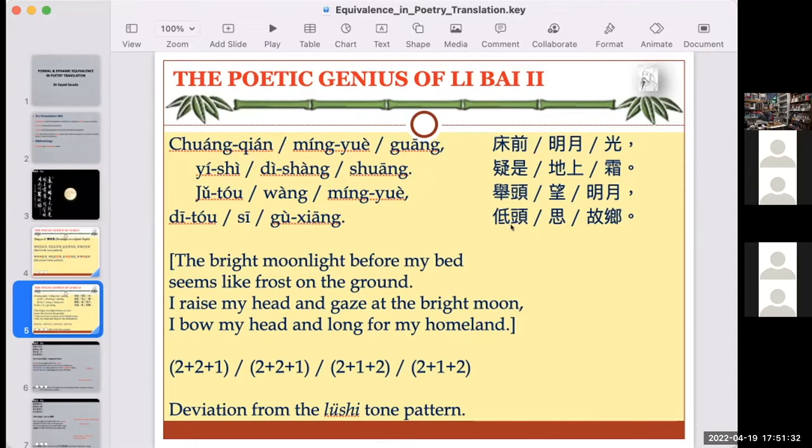That's why we can see and feel that the rhythm has changed from chuang tian ming yue guang, yi shi di shang shuang, to ju tou, then wang, ju tou wang ming yue, di tou si gu xiang. Wang and si, they stand alone as verbs. They stand alone. They are different. The rhythm is different from the first and the second line.